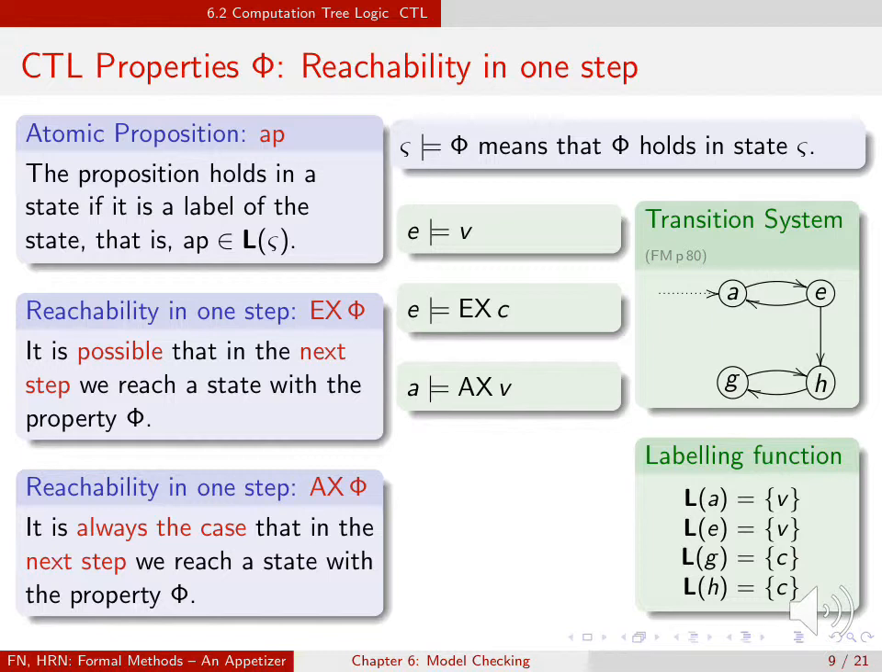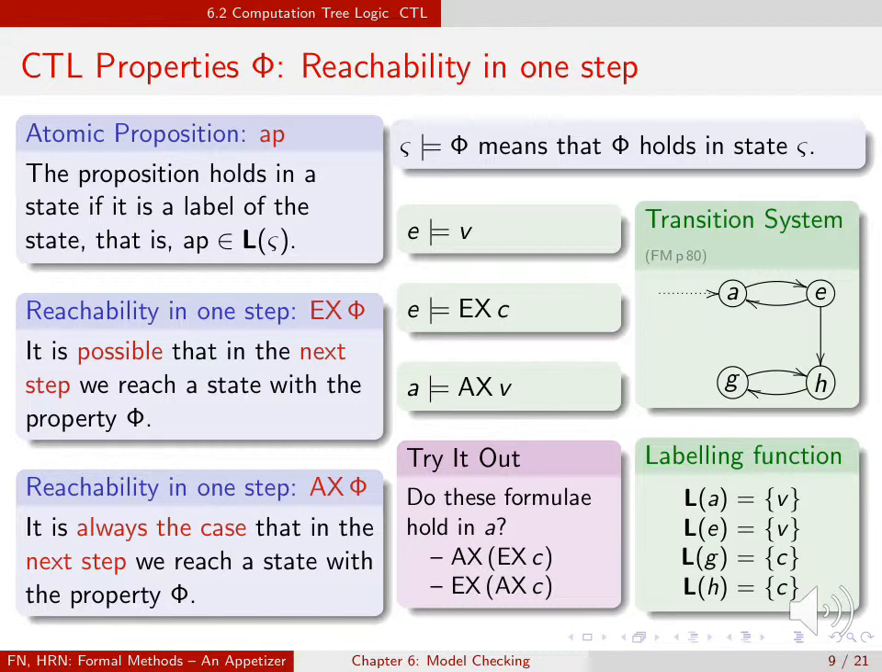Another formula is AX of phi, saying that regardless of which path we are taking, starting in the current state, does phi hold in the next state. In the example on the right, starting from the state A, regardless of which path we are taking, in fact there is only one, we will be having E as the next state, and the property V of being a vowel does hold there.